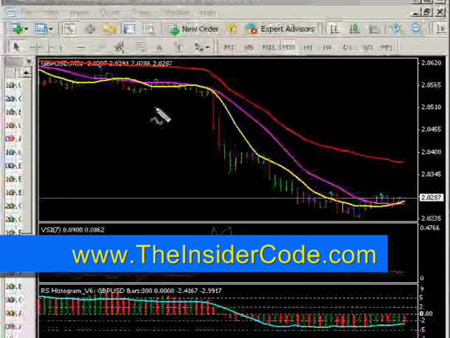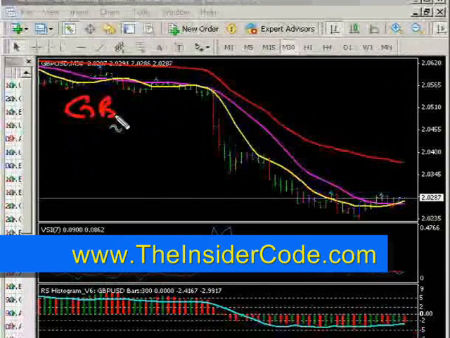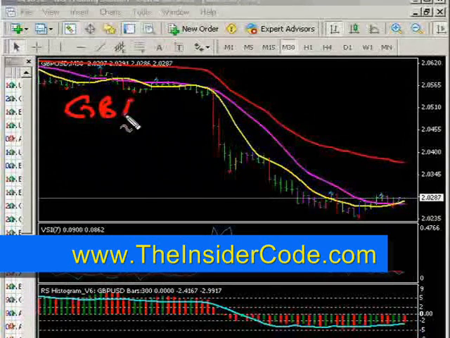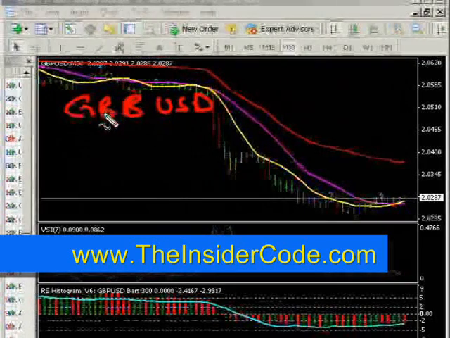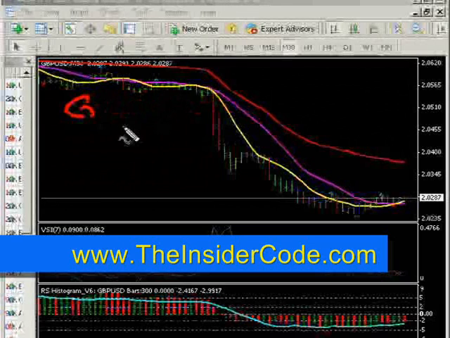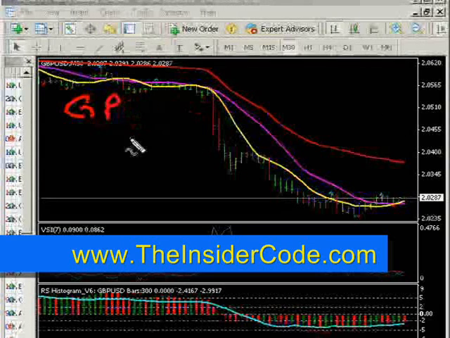When you're looking at a currency pair, for example, what we're looking at now is the British pound US dollar. But the pound, what did I do there? GBP, for crying out loud. Oh boy.